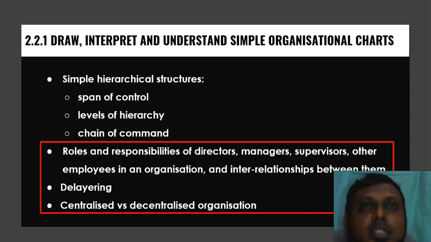You have already learned simple hierarchical structures, span of control, levels of hierarchy, and chain of command. Today, I will be looking at the roles and responsibilities of directors, managers, supervisors, and other employees in an organization, and the interrelationship between them, and delayering as well as centralized versus decentralized organization.